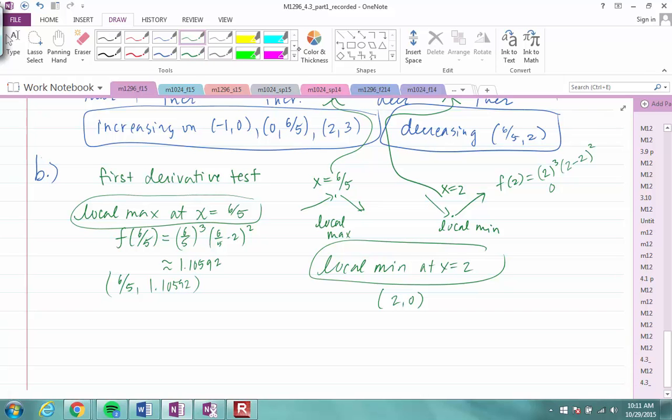One last part. I'm having fun changing colors, so I'm going to keep doing that. Part C. Alrighty. We're supposed to find the absolute maximins.